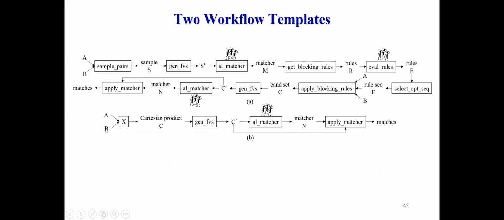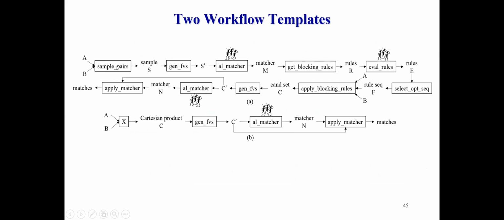If table A and B are small, then I'm not going to do blocking. I'm going to take the Cartesian product, convert the tuple pairs into feature vectors, and then learn a matcher using active learning and apply the matcher. Otherwise, I need to do blocking.